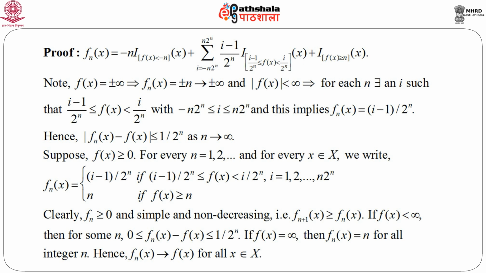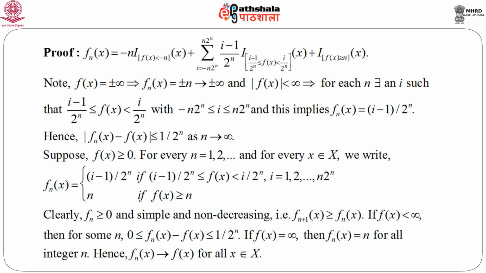Consider f_n(x) as a particular type of function: minus n times the indicator function over the set where f(x) is less than minus n, of x, plus the summation over i equals minus n times 2^n to n times 2^n of (i minus 1)/2^n times the indicator function of the set such that (i minus 1)/2^n is less than or equal to f(x) less than i/2^n, of x, plus n times the indicator of f(x) greater than or equal to n, of x.